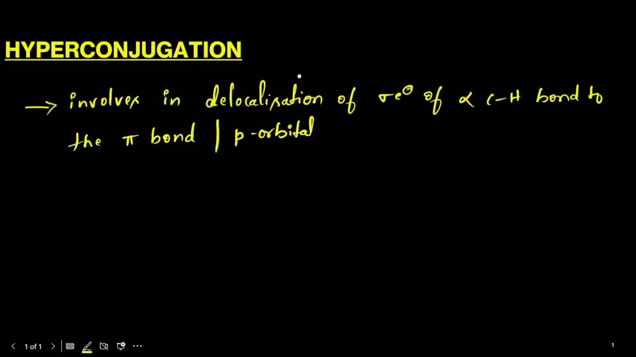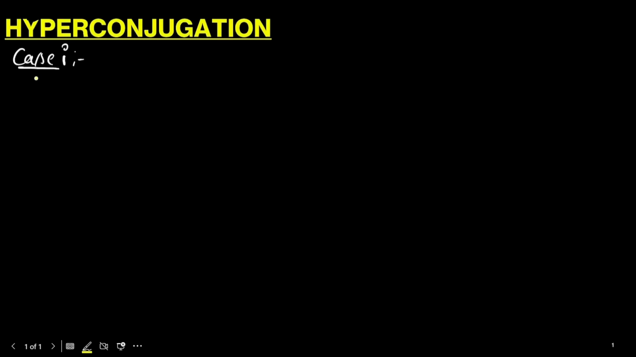In hyperconjugation, delocalization of sigma electrons of the alpha carbon and hydrogen bond to the pi bond or p orbital takes place. We will see how it takes place by taking some examples. We will consider case 1, that is, carbocations.